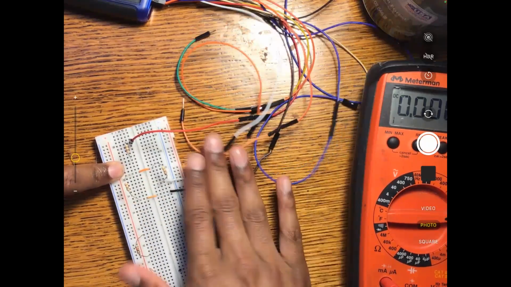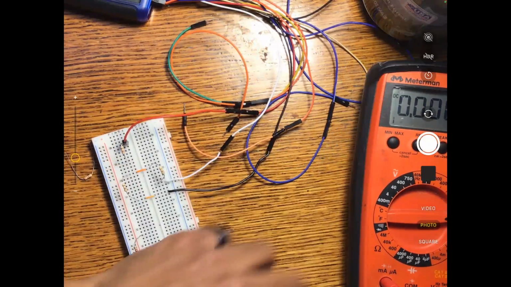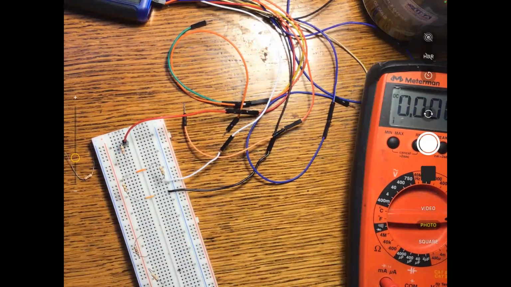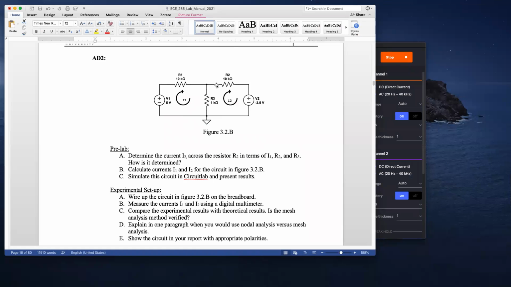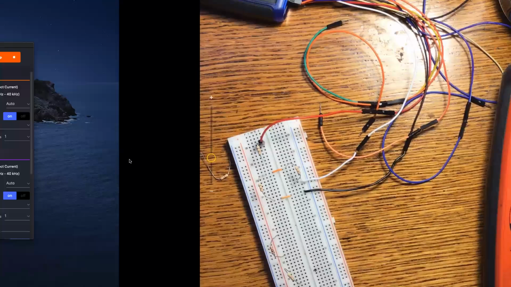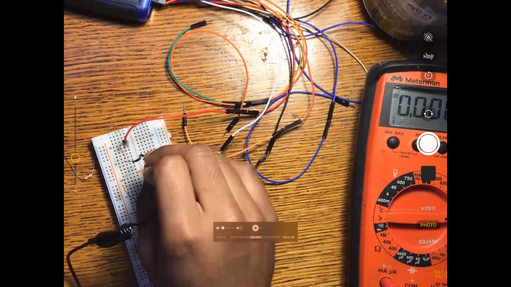So wonderful. And then now I'm going to grab my ammeter. So the positive terminal, since we want to measure the current going through the 10K towards the right, I need to place my positive where that 10K meets.